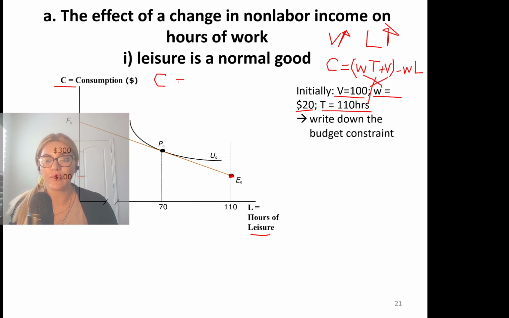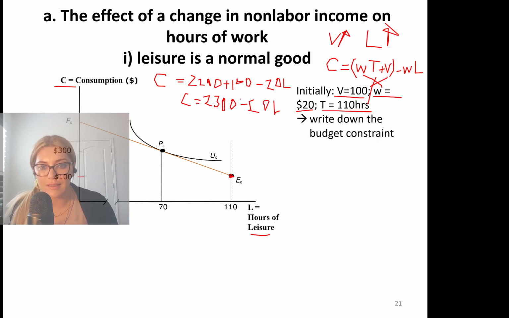C equals W times T, 20 times 110. So it's going to be 2,200 plus $100, right? That is, V minus 20L. So rewriting this, your budget constraint is $2,300 minus 20L.